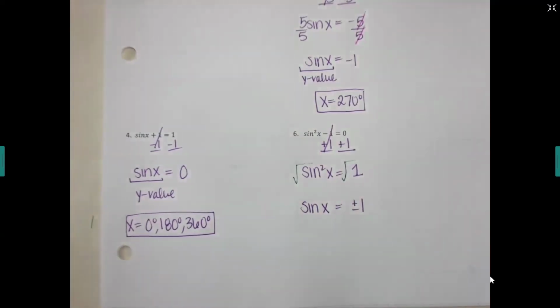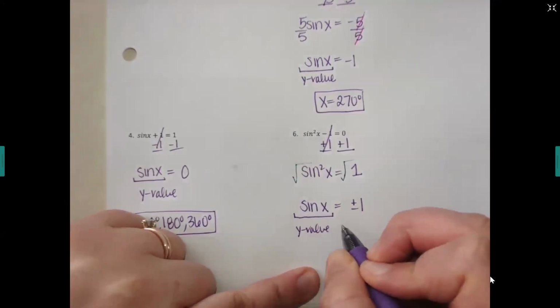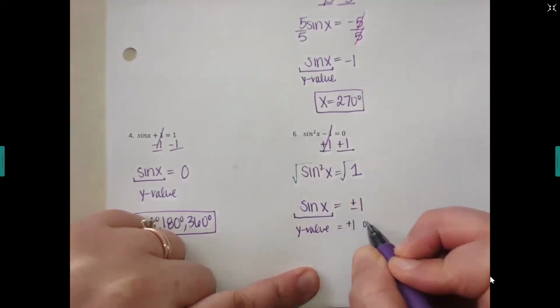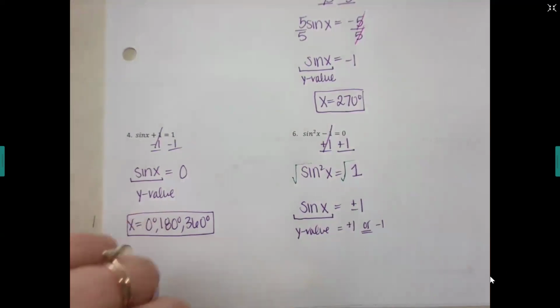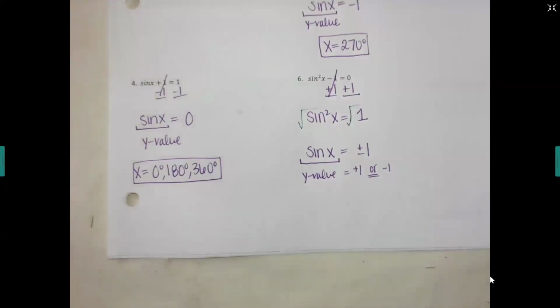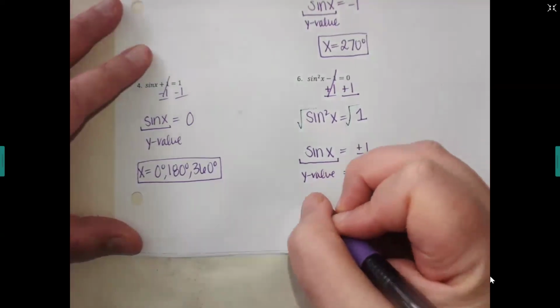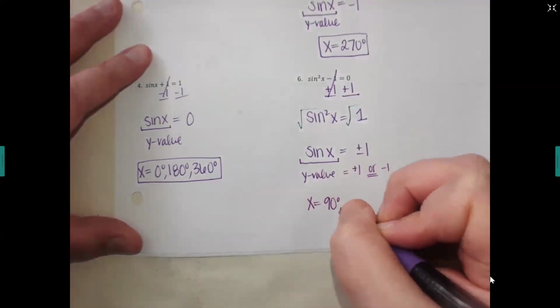When I look at my circle, I don't just need all the places where sine is 1. I would also take any place where sine is -1. Remember that sine is your y value, and it could equal +1 or -1. You should be finding 2 spots on the circle where the y value is +1, which would be the very top of the circle, and -1 would be the bottom. What are my angles there? Very good. 90 and 270.